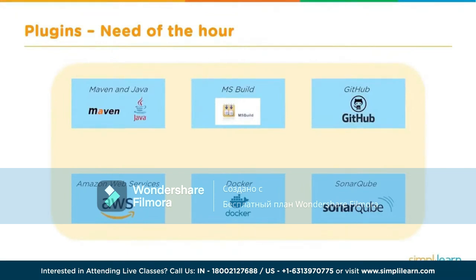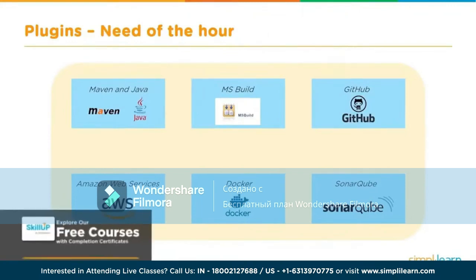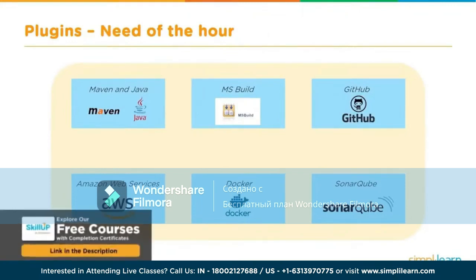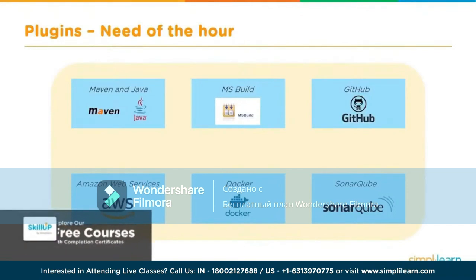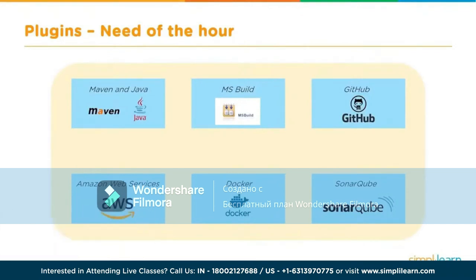SonarQube is one of the popular static code analyzers. So you can build a job on Jenkins and push it to SonarQube, get SonarQube to run analysis on that, and get back the results in Jenkins. All of this works very well because of the plugins.